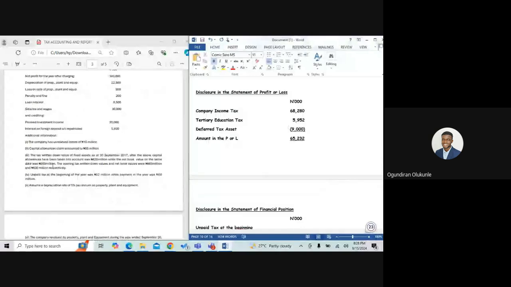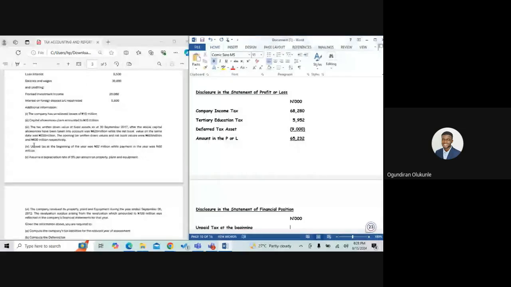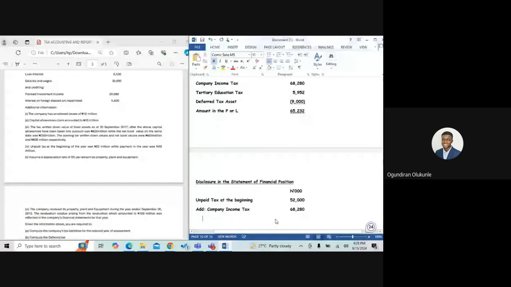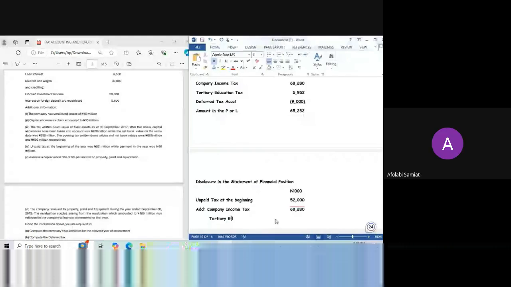Are we together? Check note 4. We're told that unpaid tax at the beginning was 52 million. Unpaid tax at the beginning is 52 million. Then you add common income tax. How much is the common income tax? It is 68,280. Then you add your tertiary education tax, 5,952.